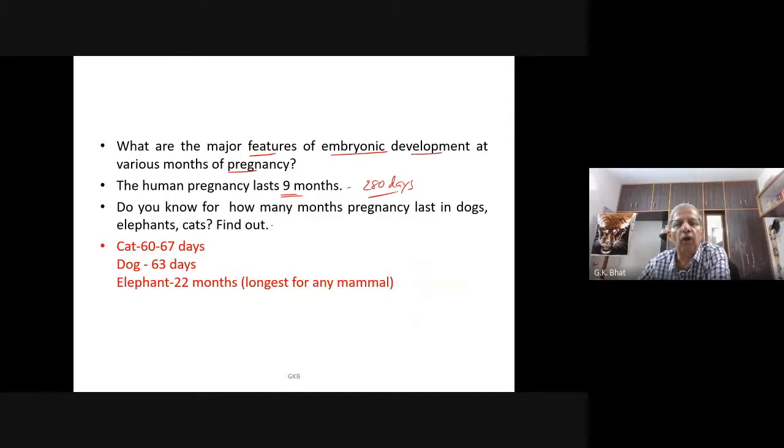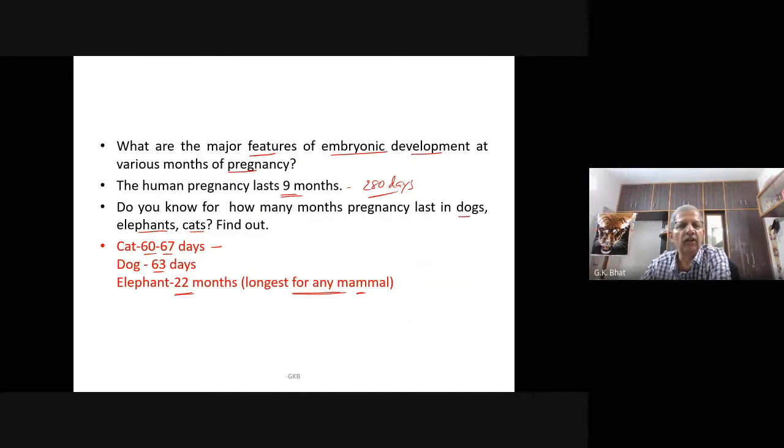Do you know for how many months pregnancy lasts in dogs, elephants, cats? In a cat, it is about 60 to 67 days, almost 2 months. In a dog, again, 63 days, 2 months. And in elephant, it is around 22 months, the longest gestation period for any mammal on this earth.